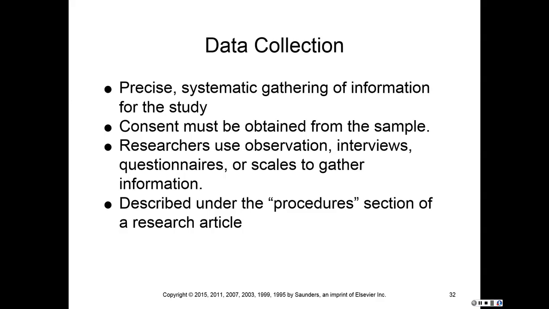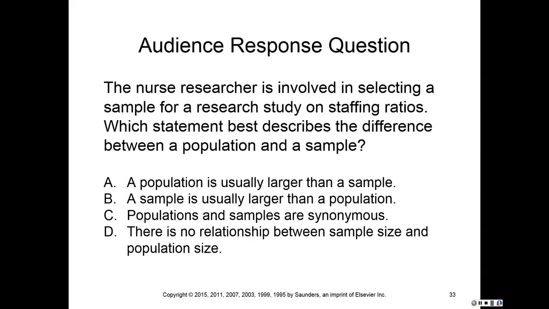9, data collection. There must be precise, systematic gathering of information for the study. The consent must be obtained from the sample. Researchers use observation, interviews, questionnaires, or scales to gather information, described under the procedures section of a research article. So what procedure was used?